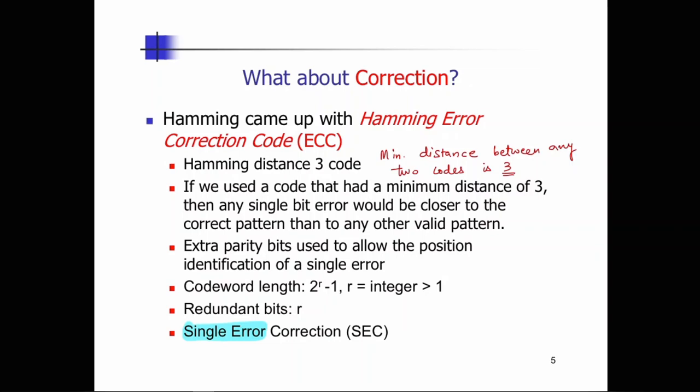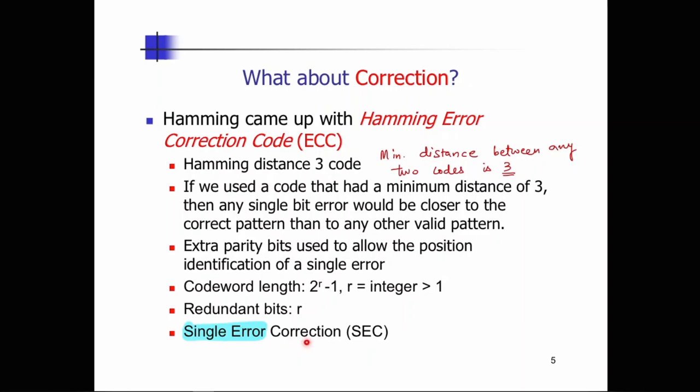And there is a reason for limiting that to 3. The reason is, if we use a code that has a minimum distance of 3, and even if we have a single bit error, that would actually be closer in terms of Hamming distance to the correct pattern than to any other valid pattern, because any other valid pattern will be at a Hamming distance of 3 away, because that's the limitation here that we have set. So every single bit error will actually be closer to the correct pattern. So it will be easier to detect and actually go ahead and correct it. So that's a constraint that we are applying to this Hamming error code here.